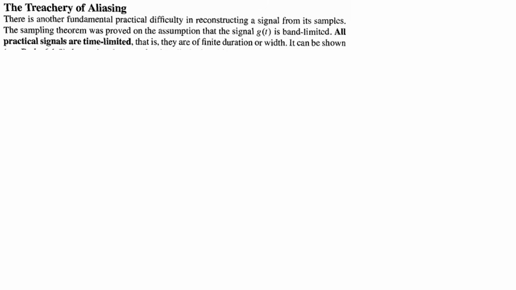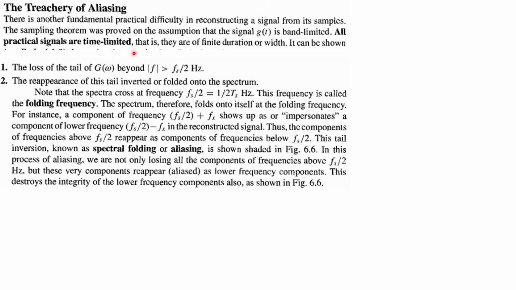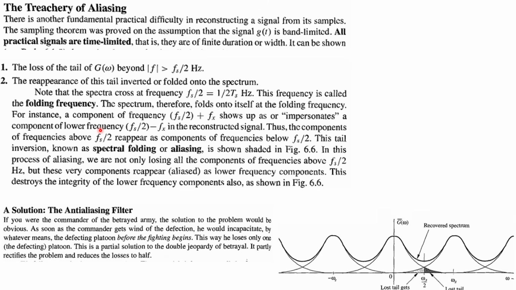Okay. And besides the issue of aliasing, there is another fundamental practical difficulty in reconstructing a signal from its samples. If your sampling frequency is less than twice b, what will happen? It will have aliasing, right? You may not be able to reconstruct the original signal. So if the interval is larger than the Nyquist interval, then only will it be a problem. So the question is, how can we resolve this problem?